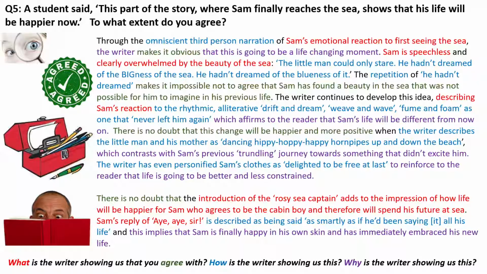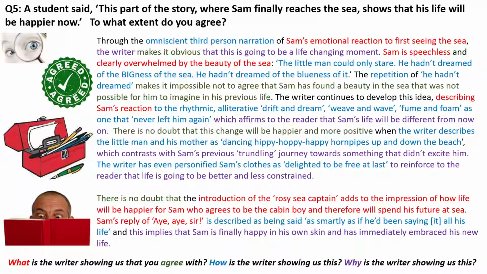So again, if you look at that overall extract from a possible answer, you've got all three colours appearing frequently, and that's suggesting that in this answer you're talking about what the writer's showing us that they agree with, how the writer's showing us this, and why the writer's showing us this. We've got the magnifying glass in action, the agreement stamp, the tools out of the toolkit, and the reader's reaction. And it is that simple.